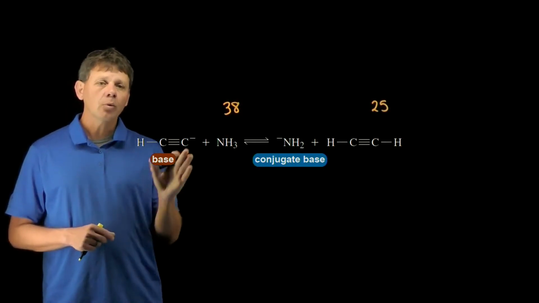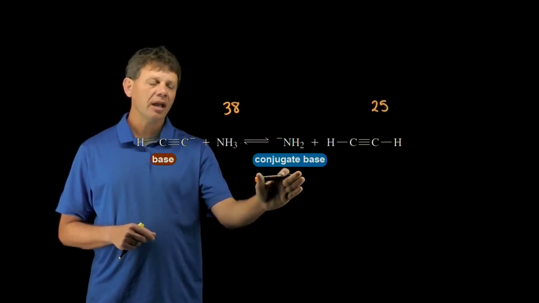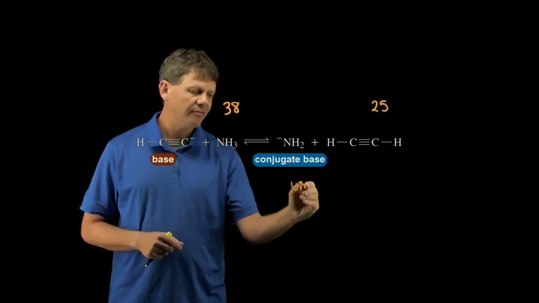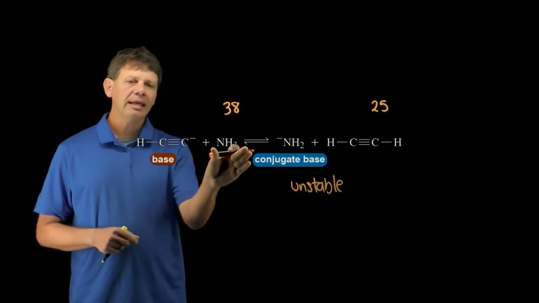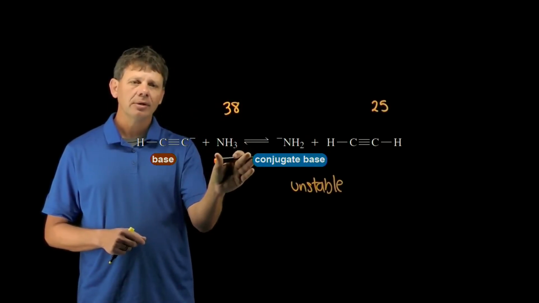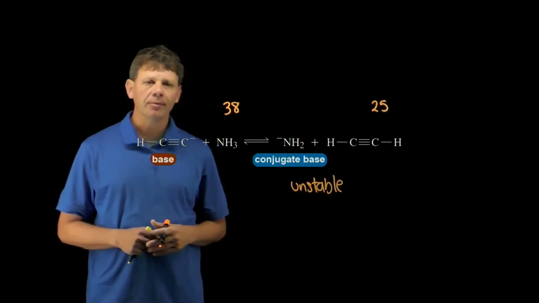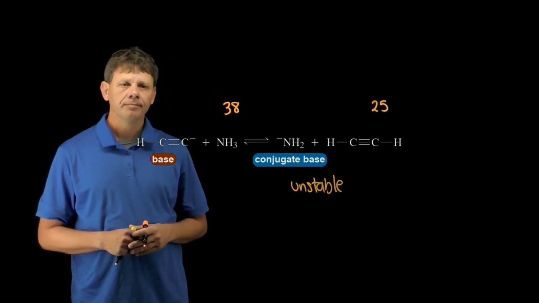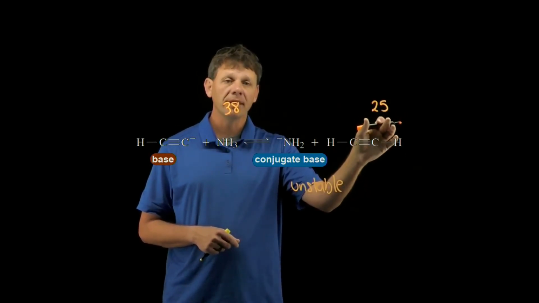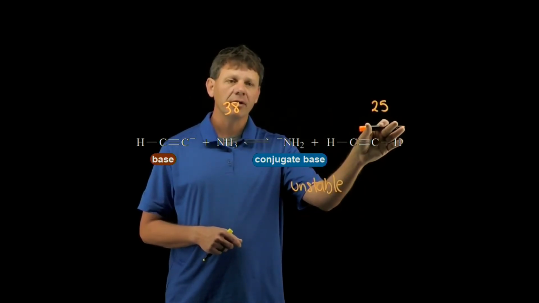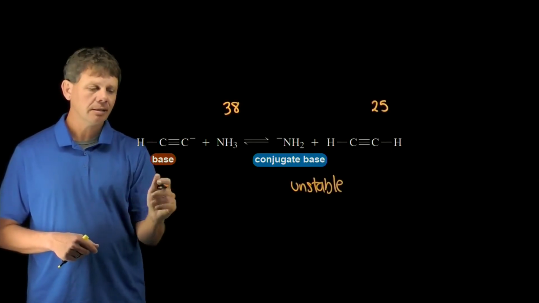So looking at the pKa of 38 tells us that this is an unstable conjugate base, a very unstable conjugate base. How do we know that? NH3 is a very weak acid, which means it doesn't want to give up its proton to become the unstable NH2-. Alternatively, acetylene has a pKa of 25, a number that is 13 units lower than 38. That tells us that this base is slightly more stable.